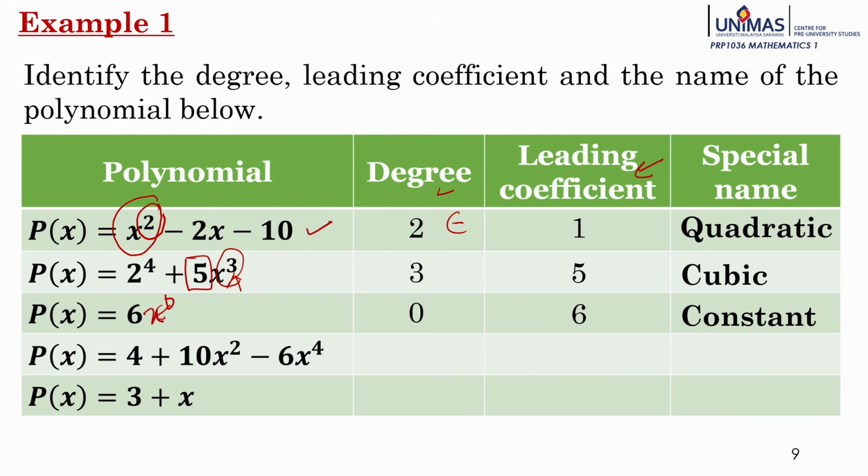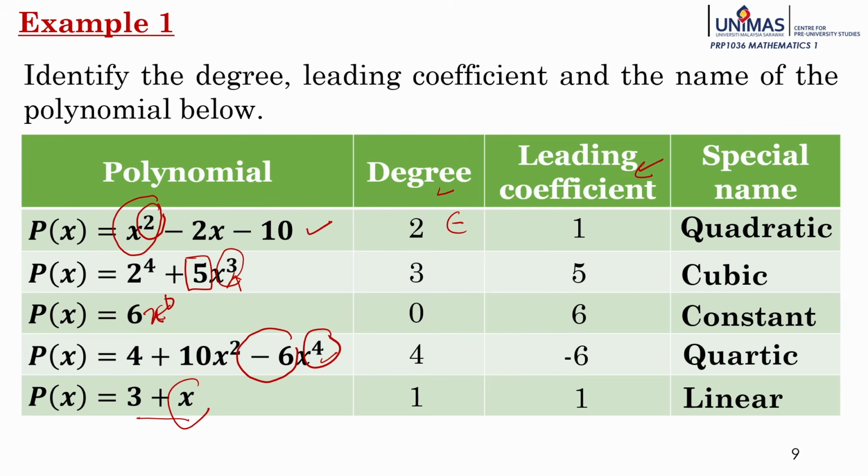Okay, next one, 4 plus 10x squared minus 6x to the power of 4. So the highest power is 4. Okay, and then the leading coefficient is negative 6. The special name for x to the power of 4 is quartic. Okay, the last one, 3 plus x. So the highest degree is 1. Okay, and then the leading coefficient is also 1. The special name is linear.